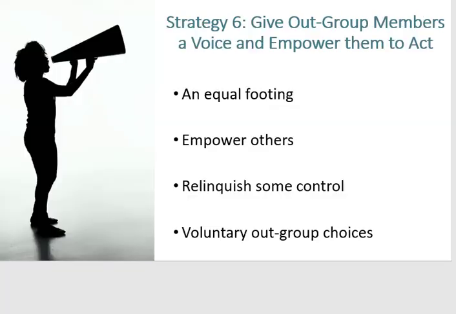The final strategy is for leaders to give outgroup members a voice and empower them to act. This is a difficult step because it means you trust your outgroup members to act independently and have power over tasks. With this strategy, leaders strive to give outgroup members a voice. It lets them be on equal footing with the members of the group. By giving outgroup members a voice, they feel more influential. Along with giving a voice, a leader should empower others to act so that outgroup members can be more involved and feel more in control of the direction of the group or the project.